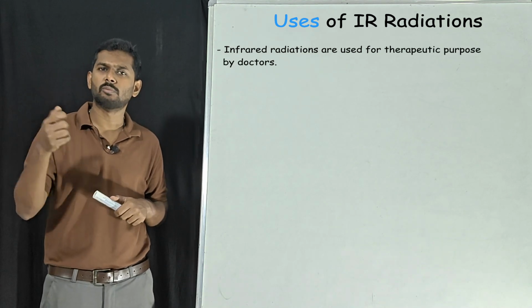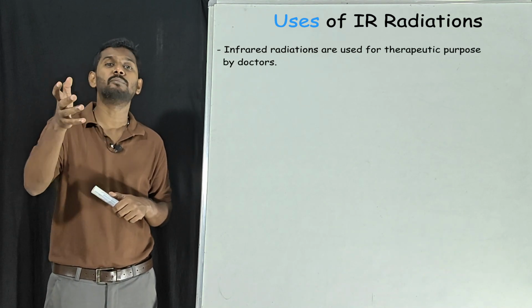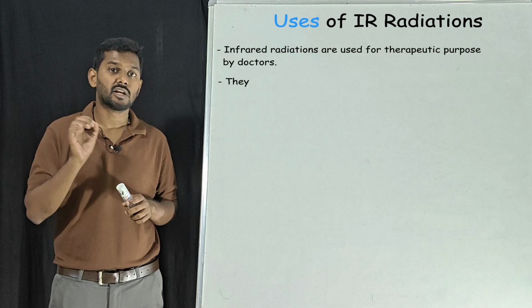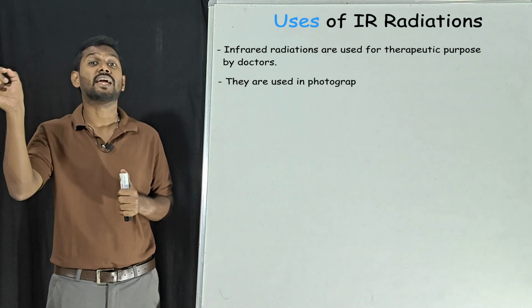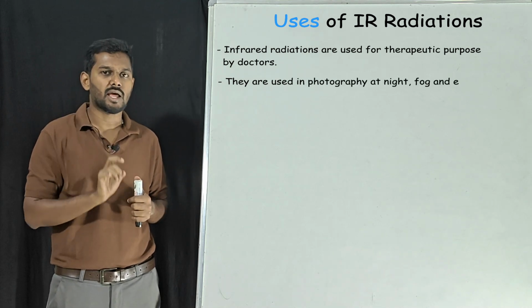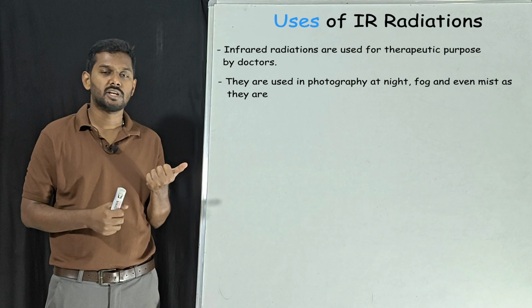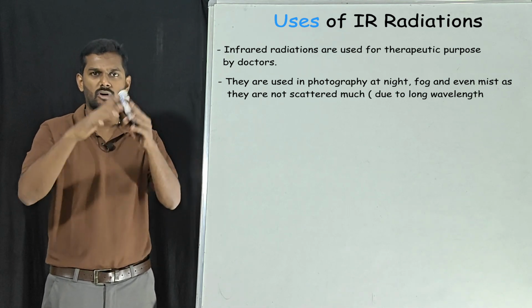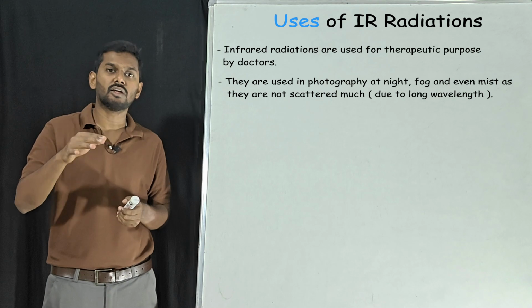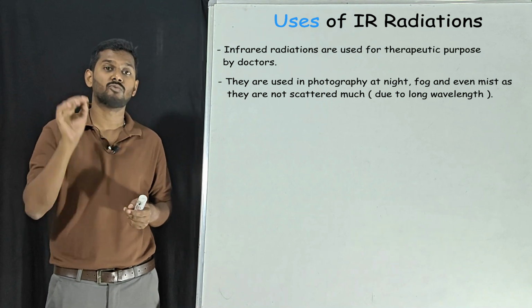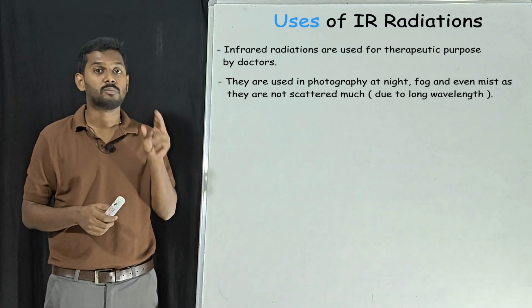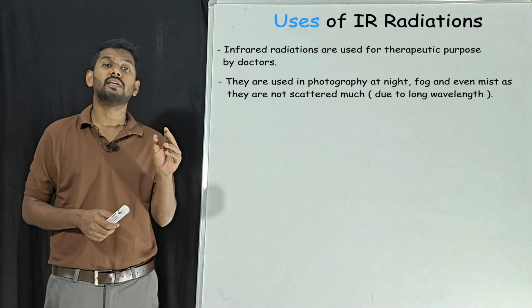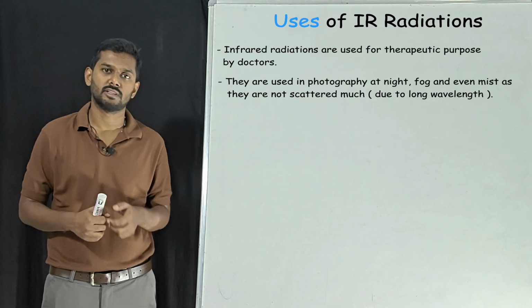What do you mean by therapeutic purpose? Therapeutic means healing purpose. Infrared radiations are used in photography at night. Okay, only at night, and infrared radiations are used in mist and fog. You know fog, right? So in mist and fog, we can use infrared radiation. Why? Because it will not scatter much, because it has long wavelength.